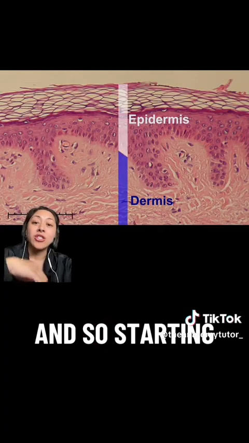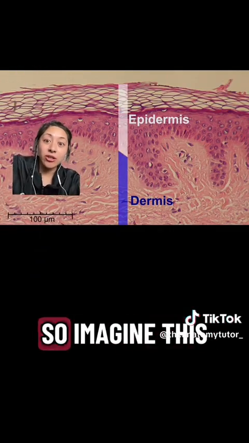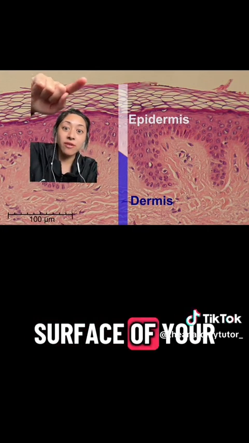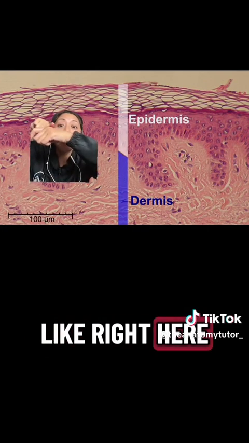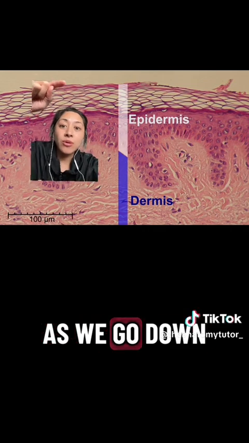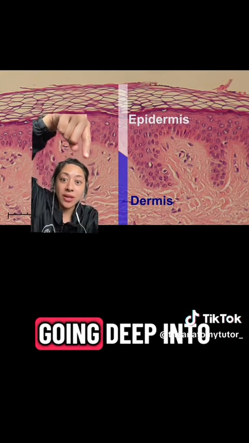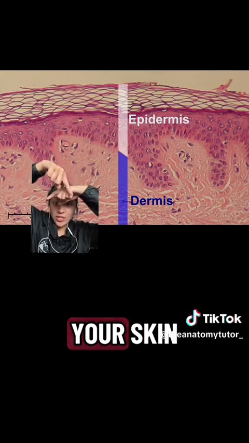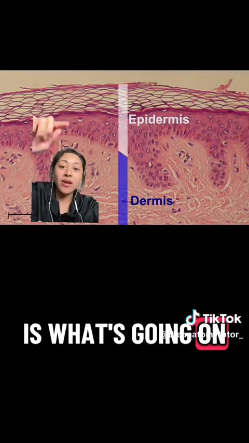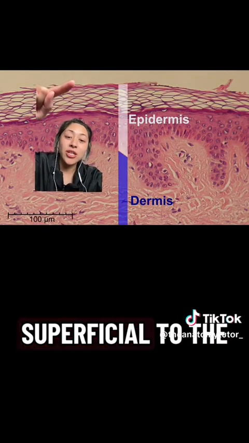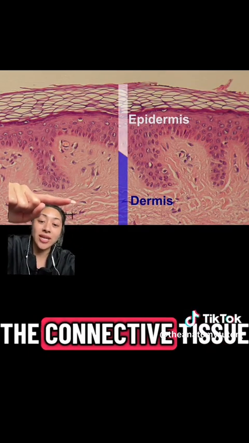Starting from the apical region here, imagine this is the surface of your skin right here. As we go down, say you got a needle and you were getting punctured, you would be going deep into your skin. And so this is what's going on from the most superficial to the deeper layer into the connective tissue.